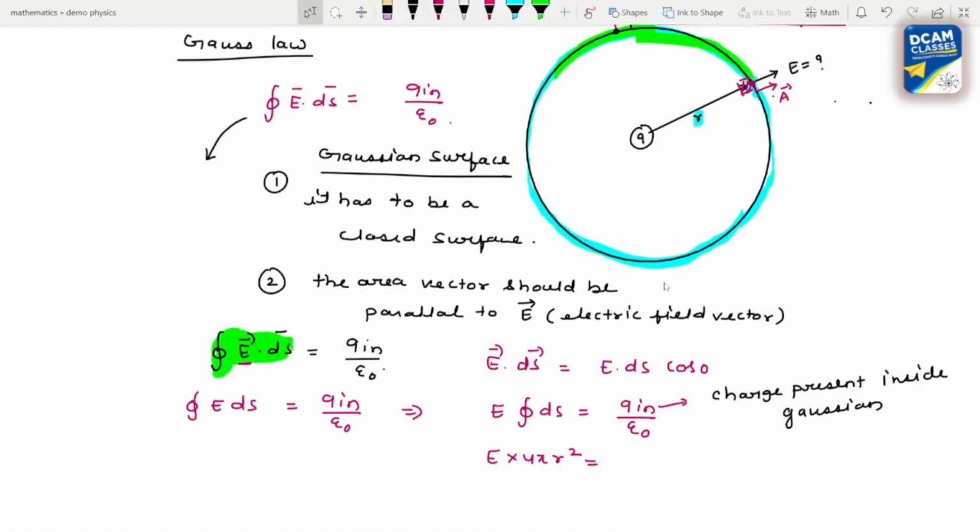Gaussian surface. Now if you see in our Gaussian surface, what is the charge present inside? It's Q. So I'll write here Q by epsilon naught. So we'll get the value of E. E is equal to Q by 4 pi epsilon naught R square. We've got the answer.